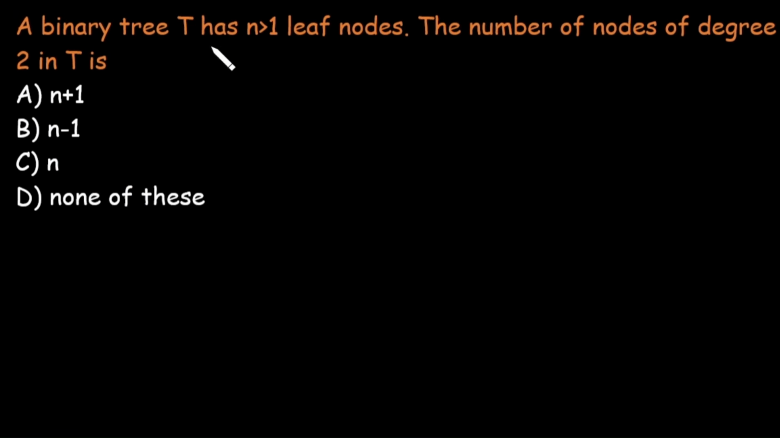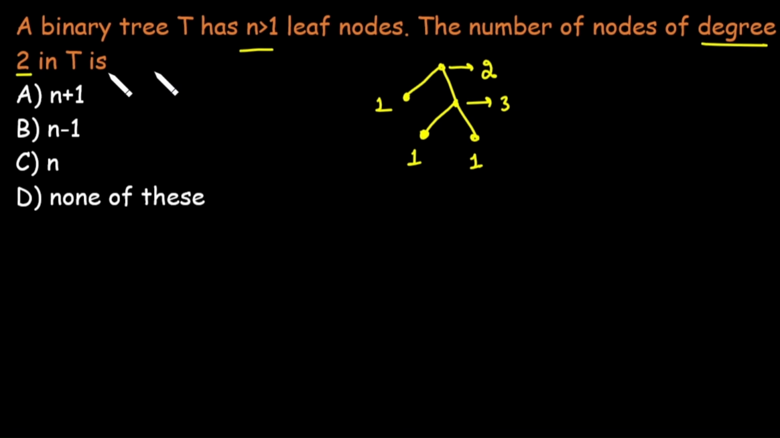Next, a binary tree has n greater than or equal to 1 leaf node. The number of nodes of degree 2 in the tree is what? First, take any picture of a tree in your mind. Let's suppose I have taken this one. In this case, degree of this vertex is 2. Degree of this vertex is 1. Degree of this vertex is 3. Here, 1, 1. Now, how many vertices do we have with degree 2? Because we need to find the vertices of degree 2. That is only root.